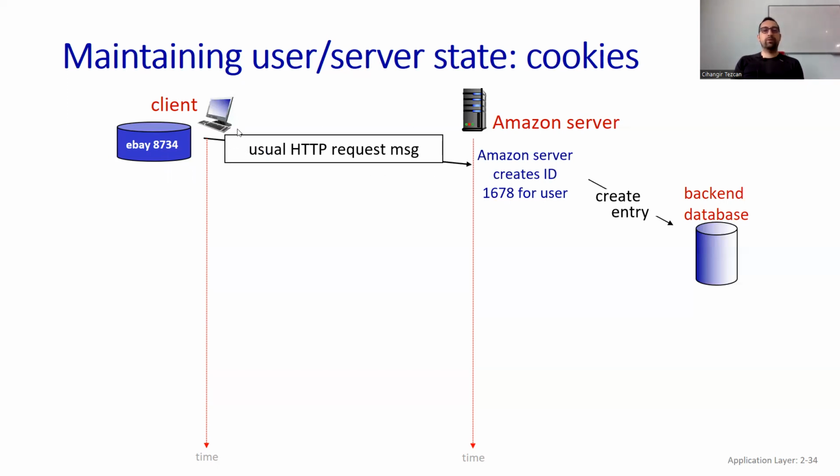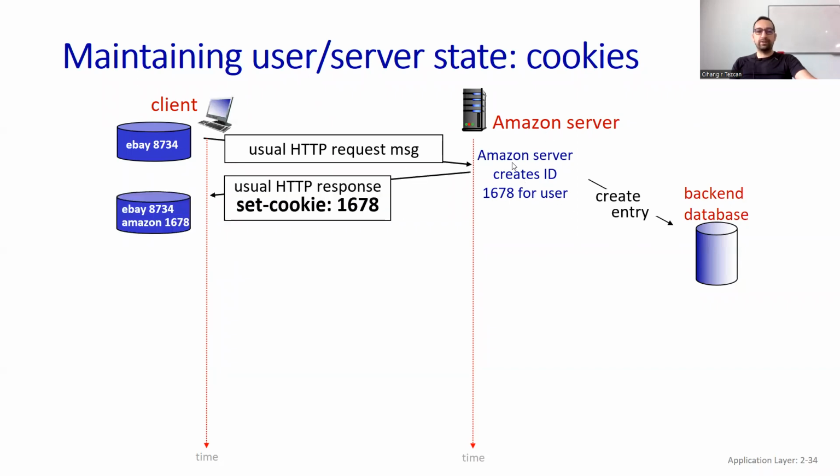Now Amazon sees this client for the first time and realizes that their HTTP request does not contain a cookie header. So for this reason, Amazon randomly creates an ID, in this case something small like 1678, and writes this to its database to record all of the actions of this ID for this user. And when they respond back, in their response, they have a specific header saying set cookie to this number. So now the browser creates a cookie for Amazon with that ID.